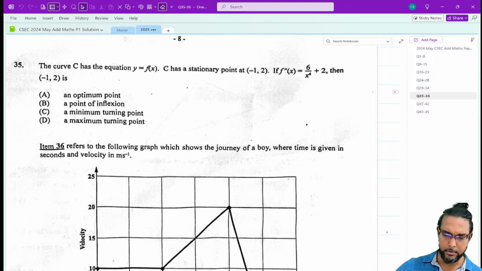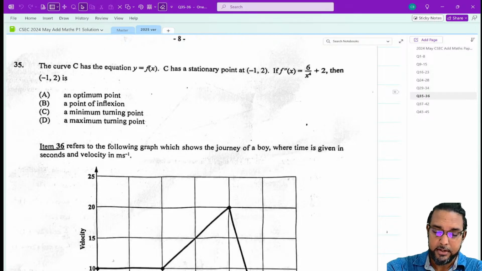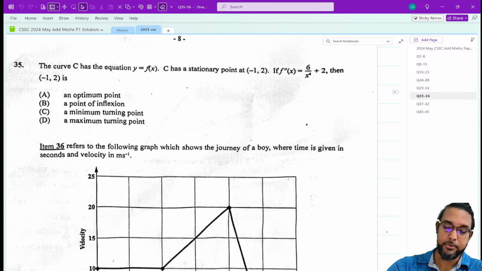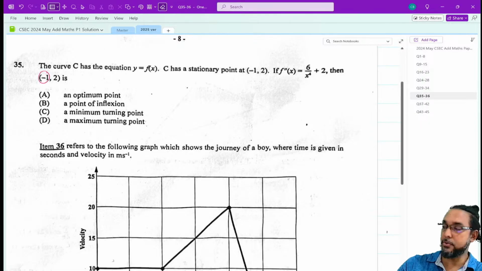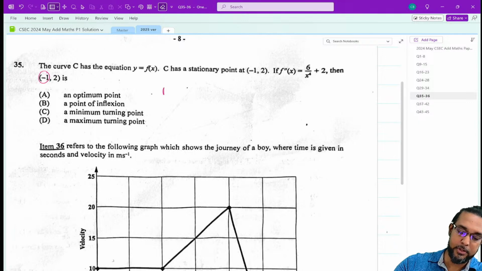Alright, so the curve C has the equation y equal to f of x. C has a stationary point at that. The double prime gives us the nature of the stationary point. So what we have to do is substitute the x coordinate of that point into the second derivative, right? So we're going to find f double prime, or d2y dx2, of minus 1 in this case.